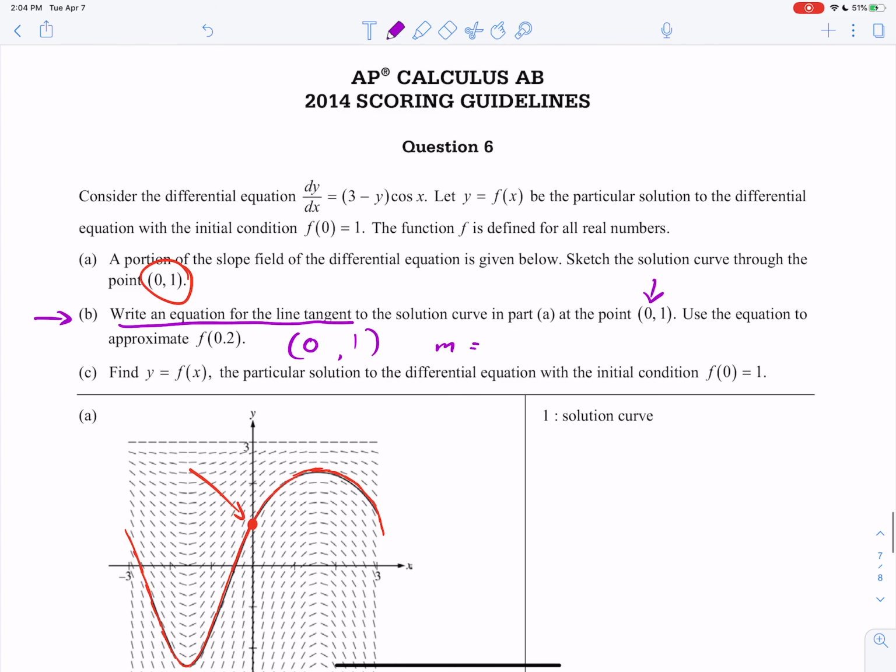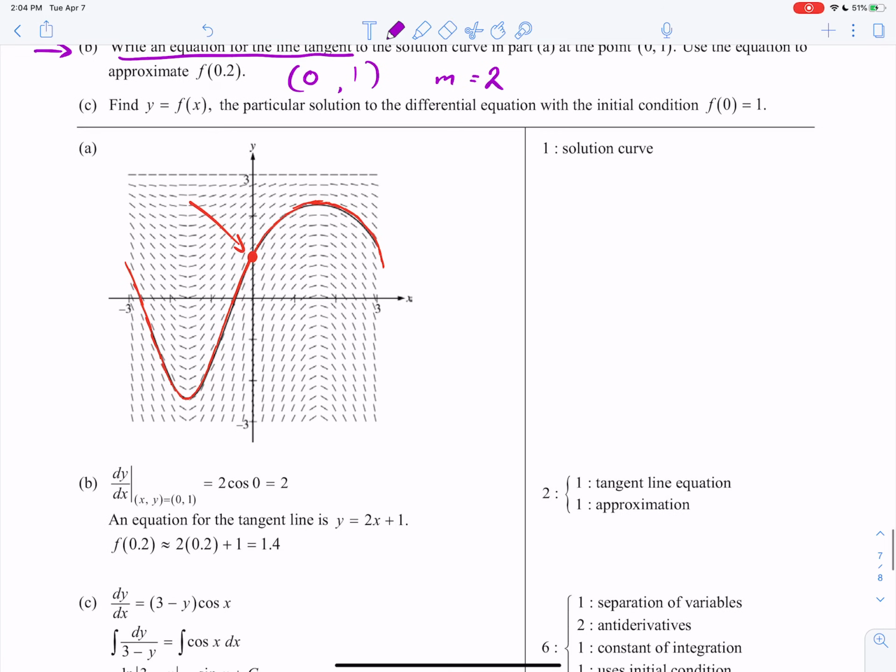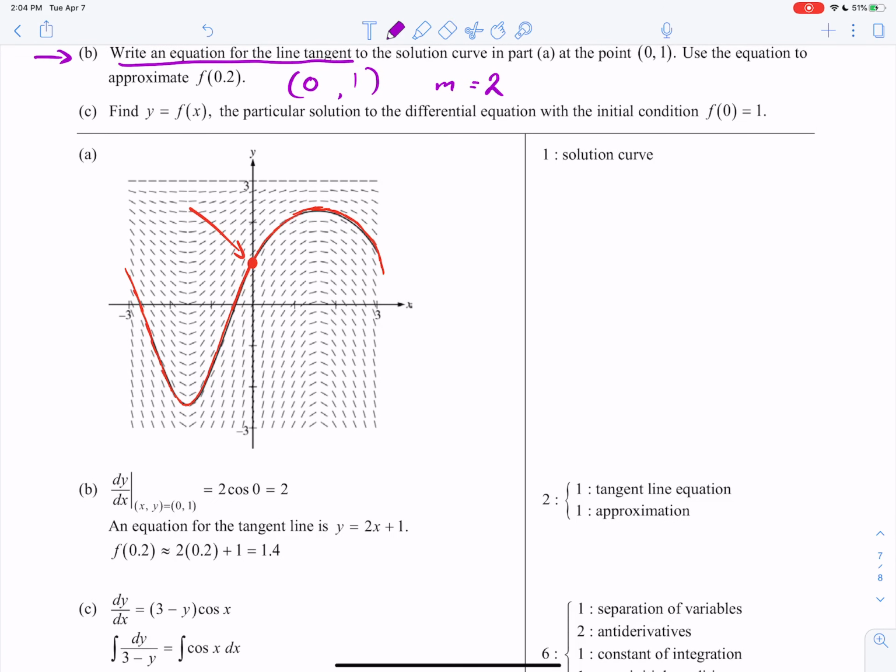Remember, slope is just derivative. So what we're going to do is plug in 0 and 1 into x and y respectively. If you do that correctly, you should get 2. There's your slope and your point. So it's going to be y minus the y coordinate equals the slope times x minus the x coordinate.